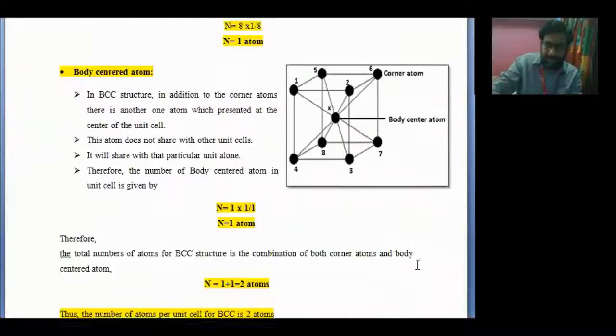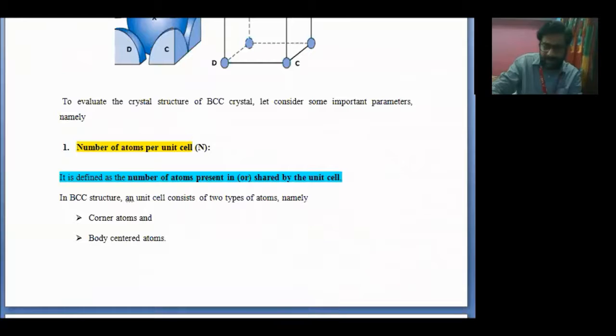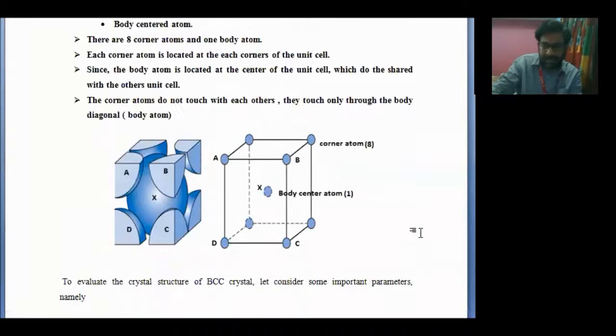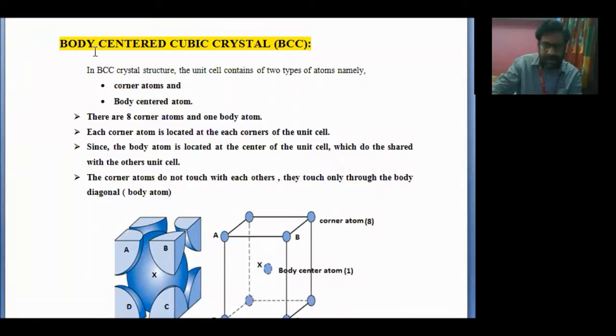So you have to just know the parameters. Time is running short. So I will revise it in a very quick manner.